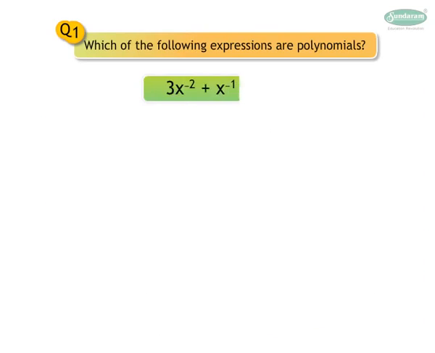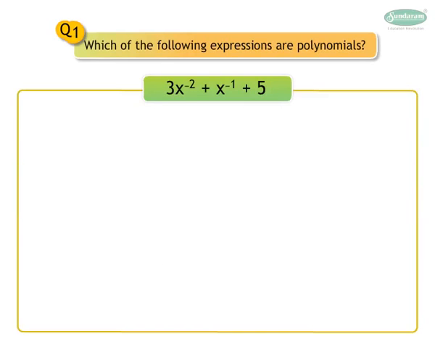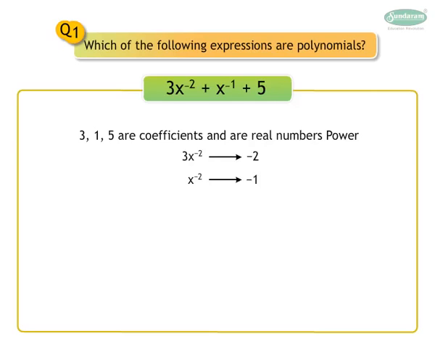Now, eighth problem of question 1. 3x raised to power of minus 2 plus x raised to power of minus 1 plus 5. Check whether it is a polynomial. Well, it satisfies the first condition of coefficients, which says that they should be real numbers. But it does not satisfy the second condition, which says that the powers should be non-negative integer. Since minus 2 and minus 1 are negative integers, hence it is not a polynomial.